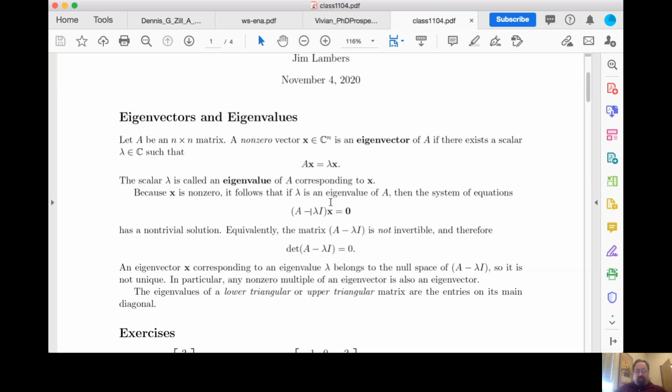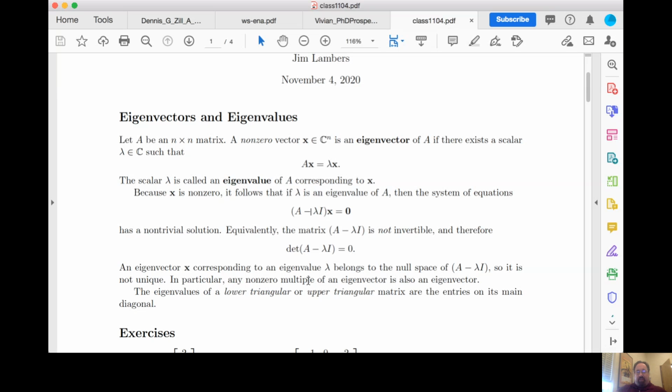Because we have matrix times this vector x equals 0, the vector x is in the null space of the matrix A minus lambda identity. That means it's not unique. We've seen that anytime there's a non-zero vector in a null space, you can take any multiple of it and it's still in the null space. So if you have an eigenvector of a matrix A, any non-zero multiple of it is also an eigenvector.